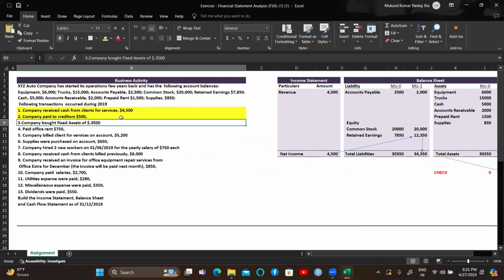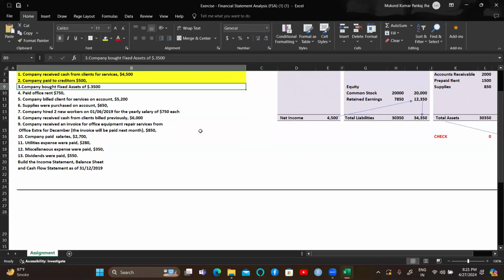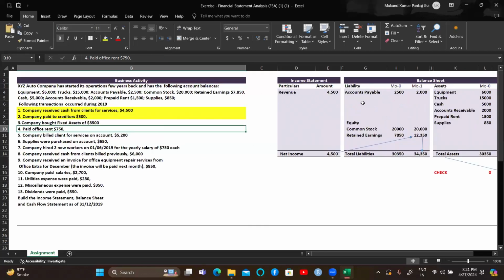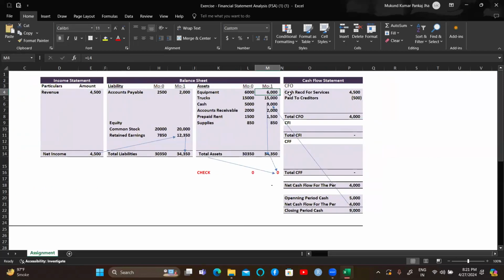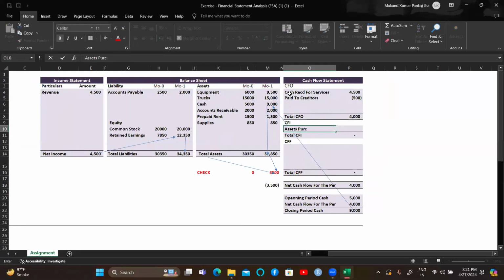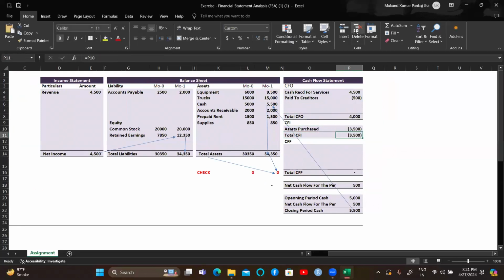Perfect. Company bought fixed assets of rupees 3,500. Fixed assets worth rupees 3,500 have been bought by the company, plus 3,500 worth of assets have been bought, and assets purchased represents that amount, 3,500.